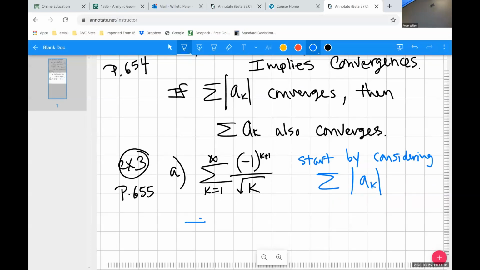So that would lead us to consider the series of 1 over the square root of k. Because if I put absolute values on the terms, it's just going to cause the possible -1 on the top to always just be a positive one, and I get this. So looking at 1 over the square root of k, does anybody have an opinion about whether that converges or diverges?